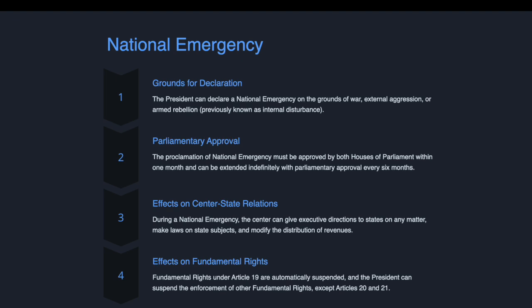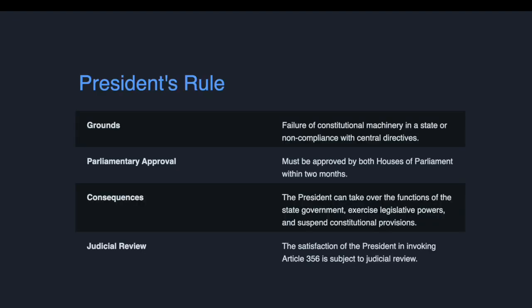The third is effects on center-state relation. So during a national emergency, the center can give executive direction to the state on any matter, make laws on any subject, and modify the distribution of revenues. The fourth is effect on fundamental rights. So fundamental rights under Article 19 are automatically suspended, and the President can suspend the enforcement of other fundamental rights except Article 20 and 21.